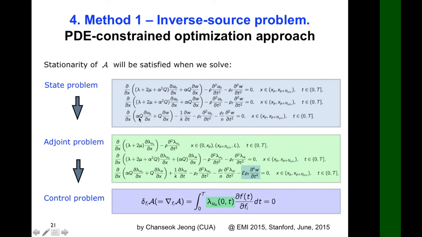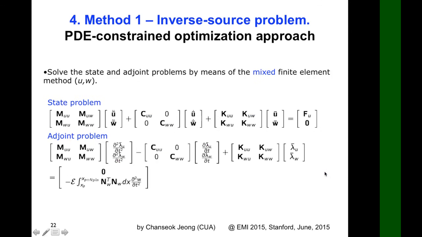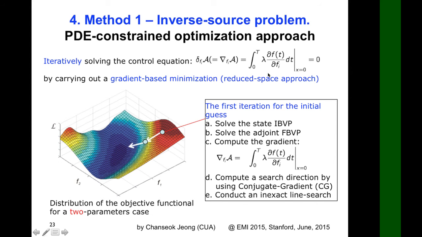And here state problem is the problem identical to the original governing wave physics, and adjoint problem is very similar to original wave physics except for the body force term and the final value conditions. And to solve the state and adjoint problem, we use the classical mixed finite element method. And by using the control equation, we can use a gradient-based minimization scheme to solve this inverse problem. And control equation allows us to evaluate the gradient in analytical manner.